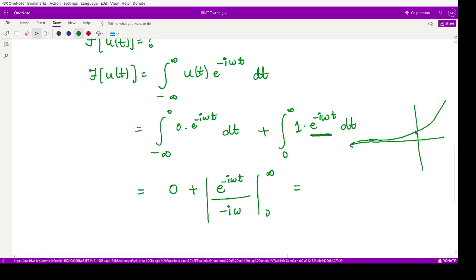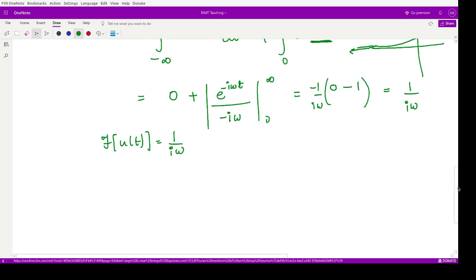So this is the graph of this function, this point is 1. So the first term is 0 and the second term is, when you substitute 0 in place of t, you will have it as minus 1. So your final answer is 1 by iota omega. So this is the Fourier transform of the function u of t. So 1 by iota omega.